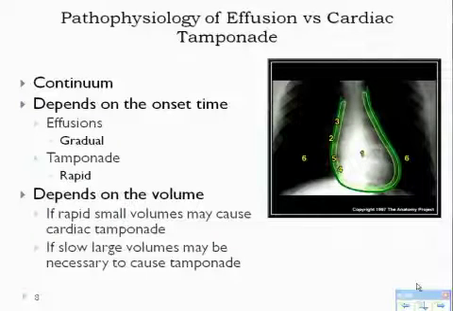One of the things about the pathophysiology of effusions is that it's a continuum. Basically, from effusion to tamponade depends on speed and depends on volume. It depends on the time of onset, which means that effusions tend to be more gradual. As a consequence, they remain effusions. Versus rapid, they tend to develop into tamponade. It depends also on the volume. If rapid, small volumes may cause cardiac tamponade. So even though a small volume can cause problems, a large volume can also cause problems after enough time.